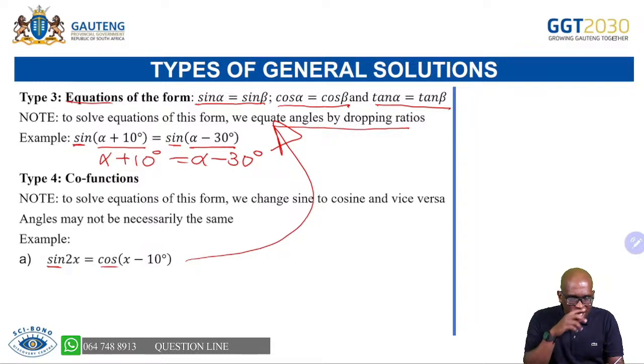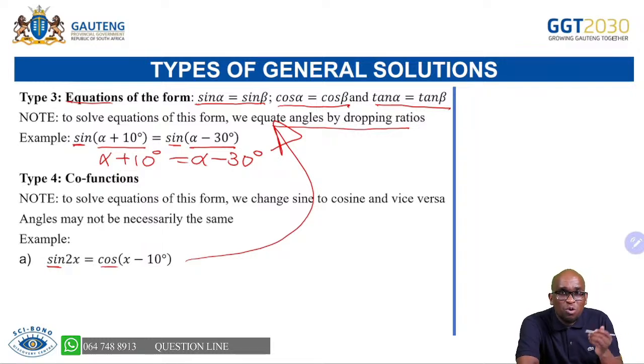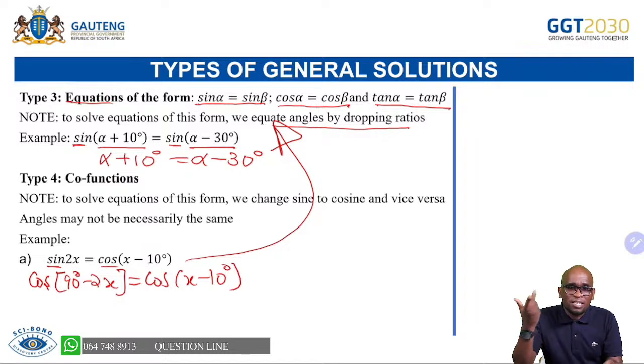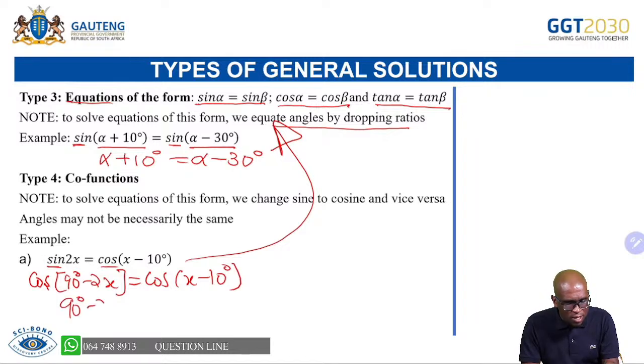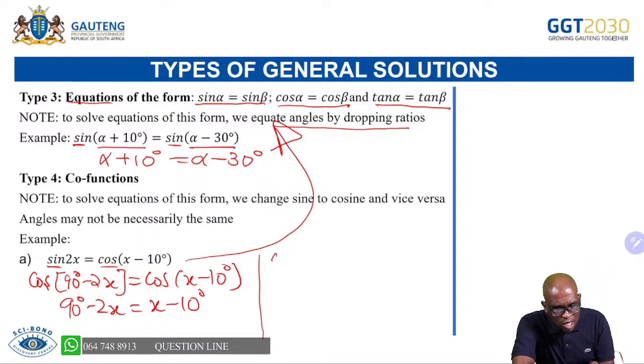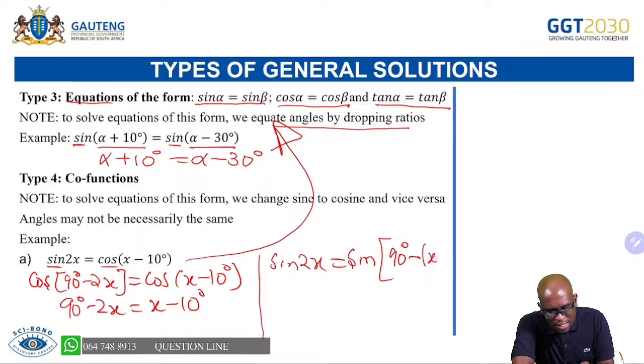We want to make it this type. But for us to do that, we can change either sine to cosine or cosine to sine. So we can change the sine. If we change the sine to cosine, we can write this as the cosine of 90 minus 2x. This would be the cosine of x minus 10. Now it looks like a type 3 problem. We can have 90 minus 2x equals x minus 10, and we proceed to solve from there. Or alternatively, you can change the cosine to sine. So this would be the sine of what? 90 minus what? x minus 10.